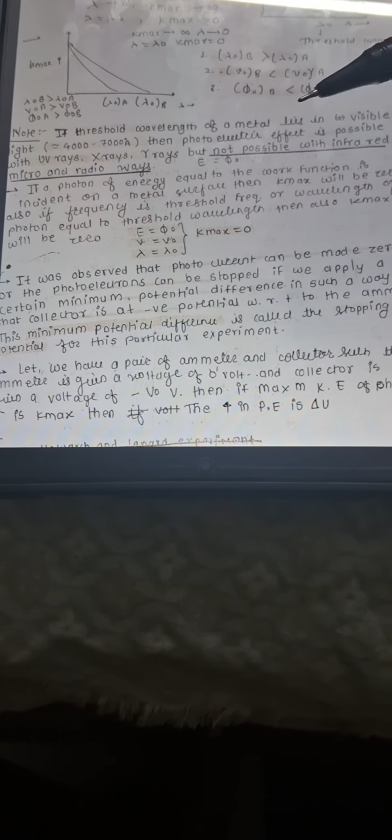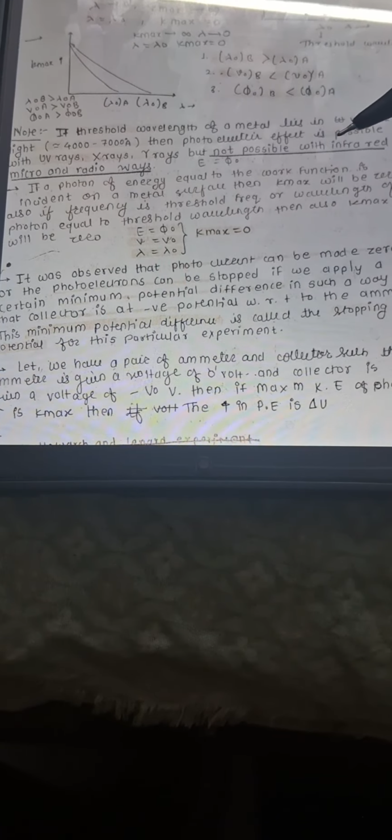Next observation is that if a photon of energy equal to the work function is incident on a metal surface, then kmax will be 0, and if the frequency is the threshold frequency or the wavelength is the threshold wavelength, then also kmax will be 0. It's very clear from the photoelectric equation.